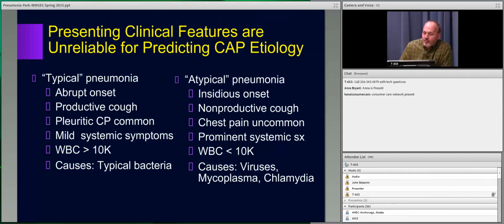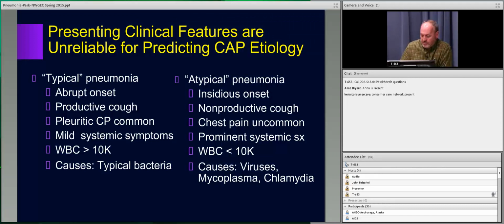So typical is going to be abrupt onset, a productive cough, pleuritic chest pain. Systemic symptoms are kind of mild, but for fever, white counts greater than 10. And the causes are going to be typical bacteria, whatever that means. That's pneumococcus, right? It's staph, it's Haemophilus influenzae, it's real bacteria. And the atypical pneumonia is more of an insidious onset. It's a non-productive cough, chest pain's uncommon. Aches, pains, prominent systemic symptoms are common. White count's usually normal. And this is going to be your viruses, mycoplasma, chlamydia.